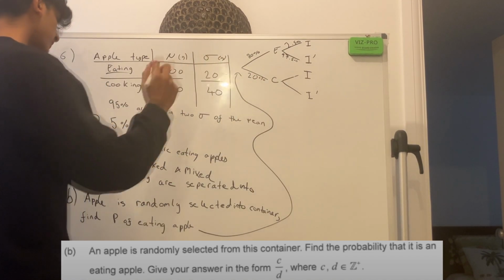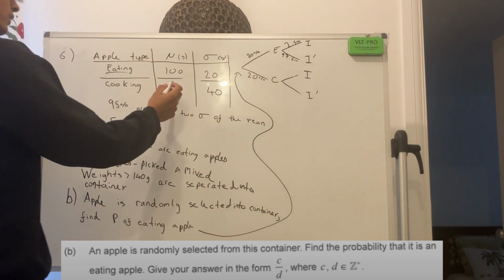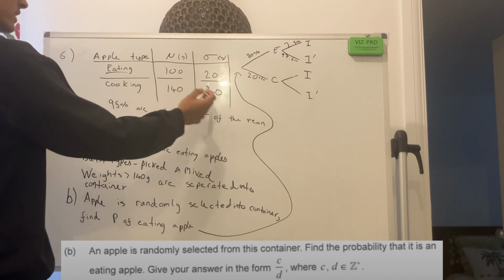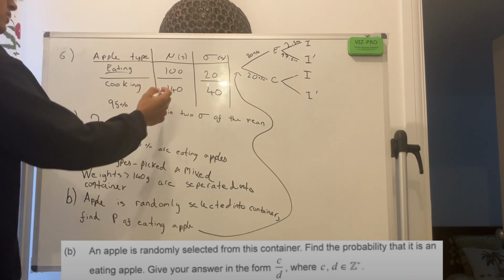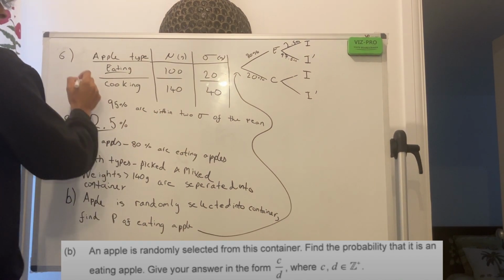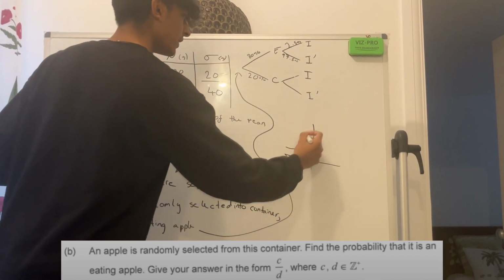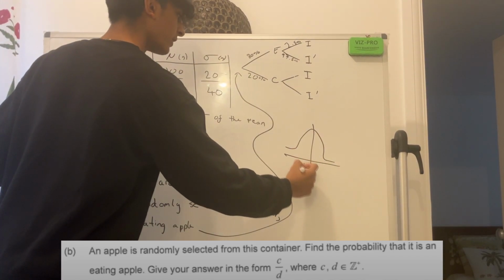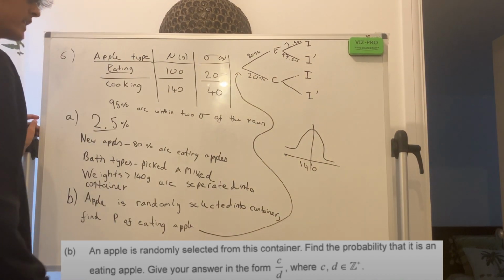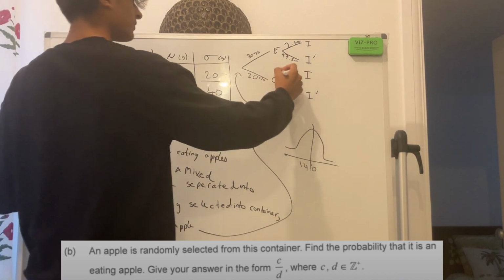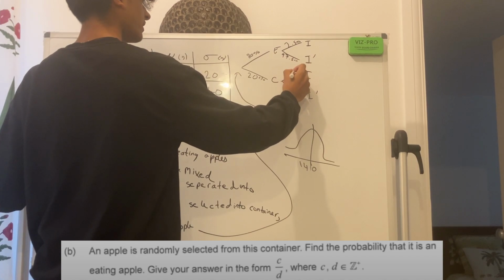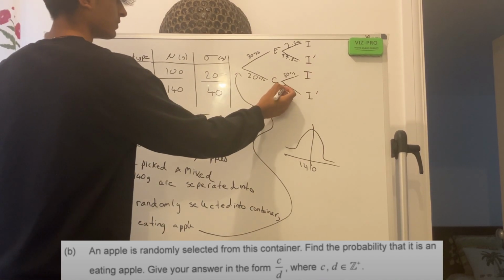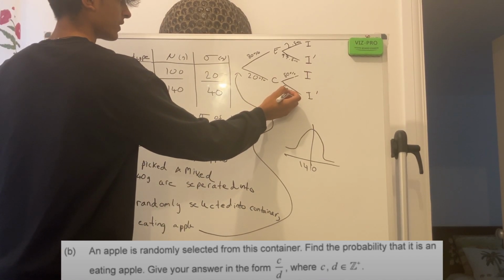And for the cooking apples, our mean is 140 grams with a standard deviation of 40. But since our mean is 140 grams, if I quickly just draw in a normal distribution, our mean is going to be here for the cooking apples. So it's going to be a 50% chance of it going into the container, and therefore it must also be a 50% chance of it going out of the container.